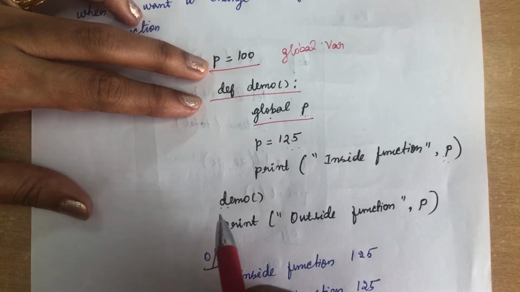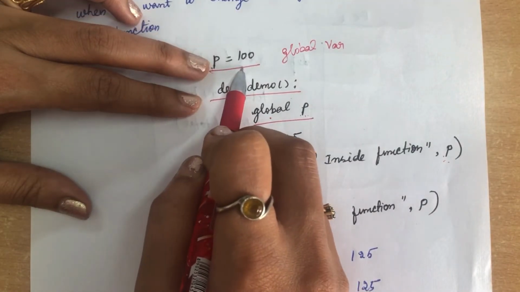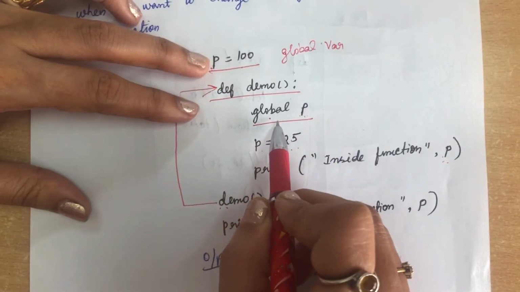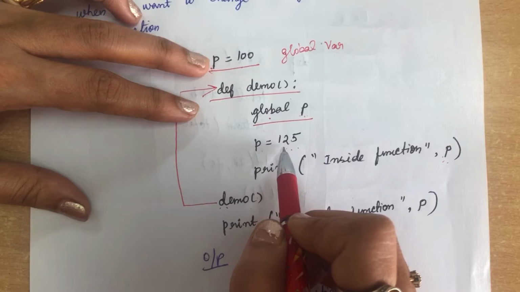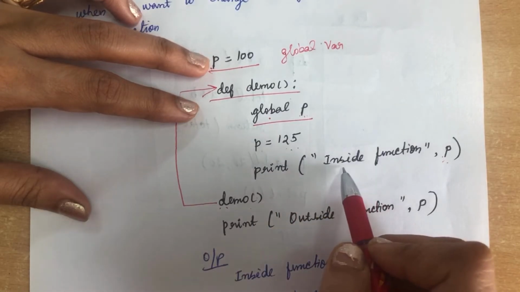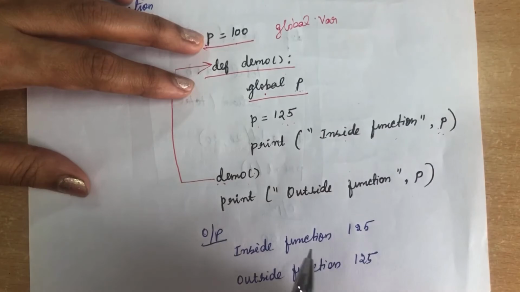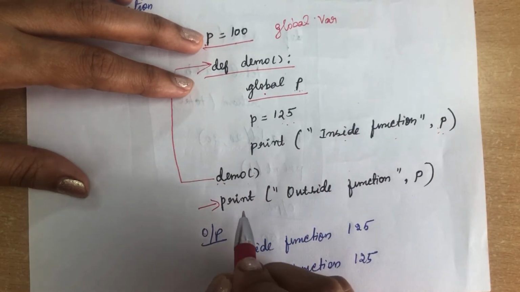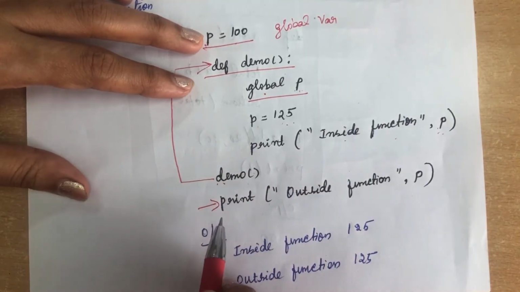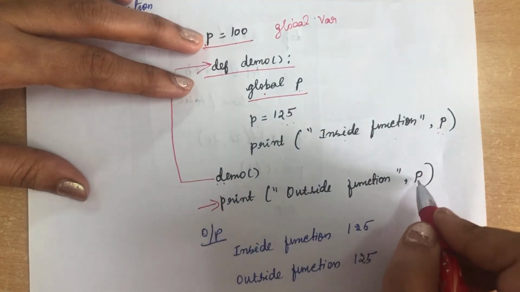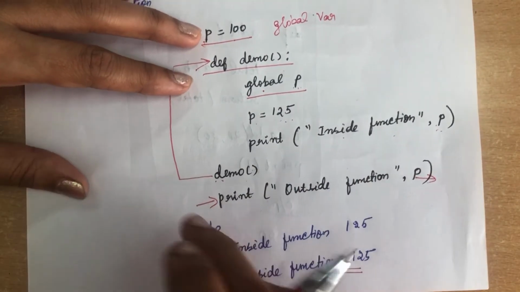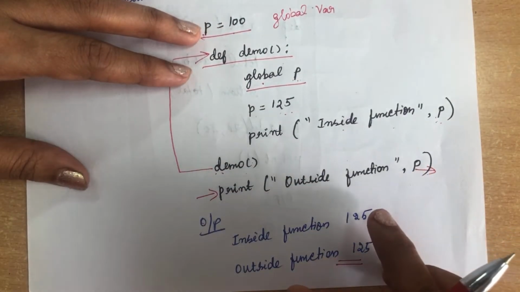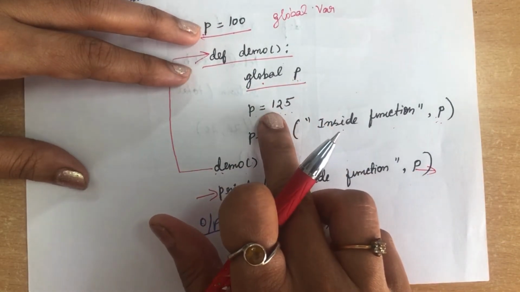So when you execute this, initially it will store globally p as 100. Now when the demo function is called, the control will go here and change the value from 100 to 125. So it will print "inside function, 125" on screen. When you come outside, the value will also be updated: what you have changed will be reflected. So when you print p outside the function, you will get the same value. It is not the value which you stored outside; 100 will not be displayed. It will display the same value you updated inside the function.